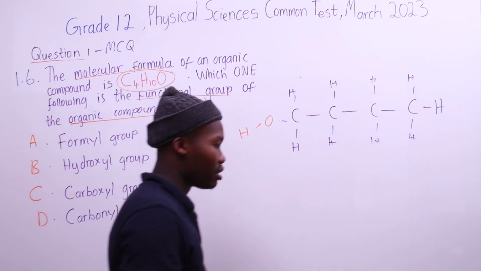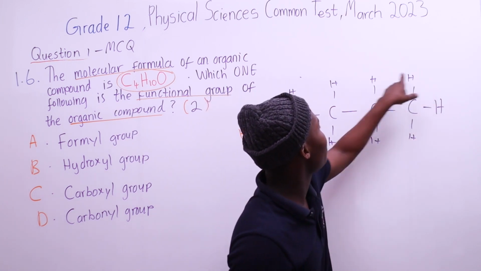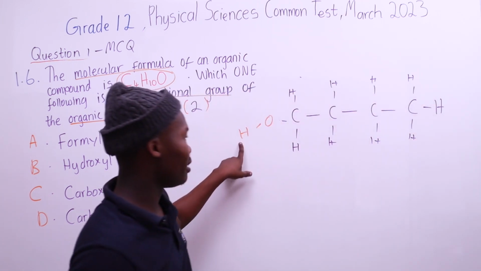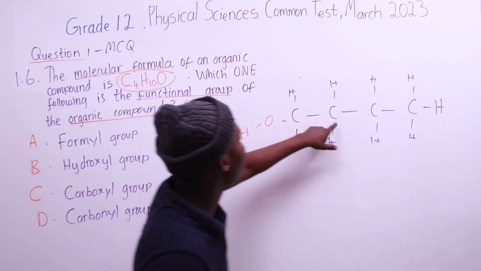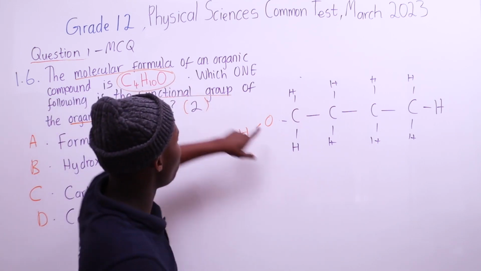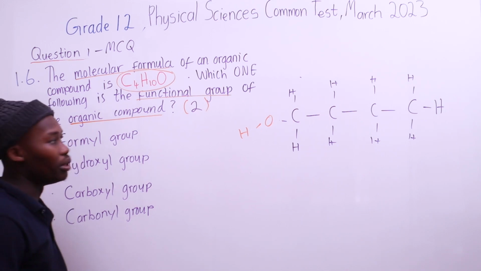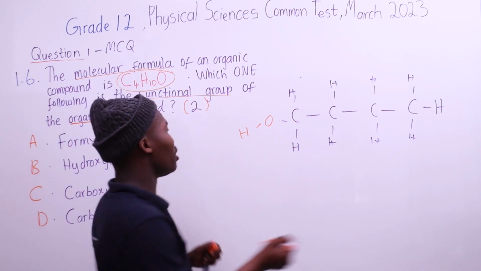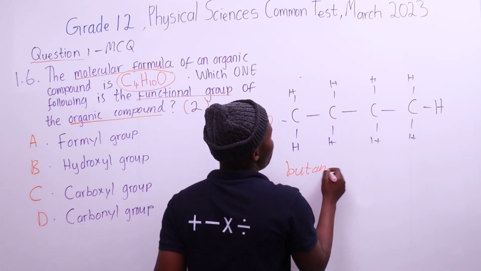So now let us count all the hydrogen atoms. 1, 2, 3, 4, 5, 6, 7, 8, 9, 10. The number of hydrogen is about 10. Then carbon: 1, 2, 3, 4. It's about 4. So it is an alcohol. What kind of alcohol? 1, 2, 3, 4. So therefore it is butanol.